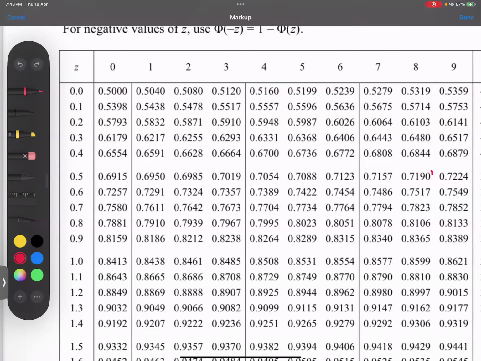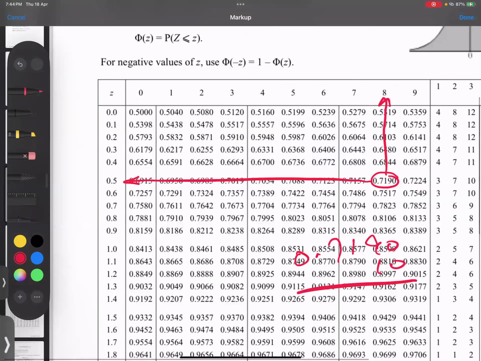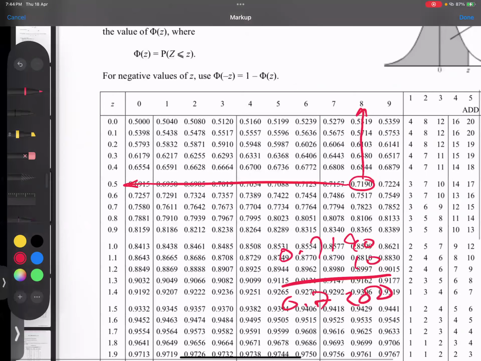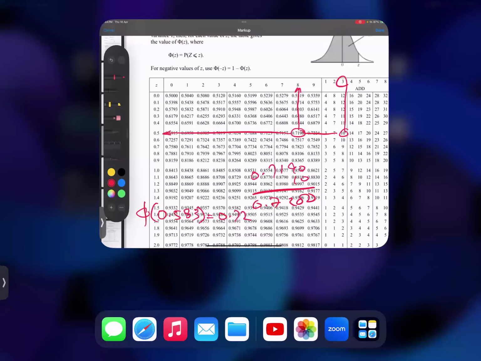So 0.719, this I take from here. And then to 0.7190 I must add 10 to get 0.72. So where is 10? Here 10. This is a 3. So 0.5 from here, 8 from here, 3 from there. It means phi of 0.583 is giving us 0.72. And I believe you got my point. 0.583, I'm writing here.